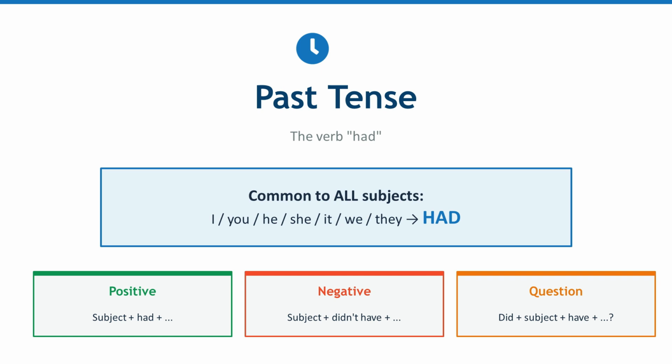For questions, we use did at the beginning. The structure is did plus subject plus have plus the rest. For example, did you have a computer? Notice that after did and didn't, we always use have, not had. This is very important to remember. Let us now see some examples.